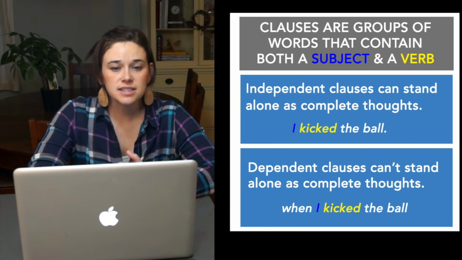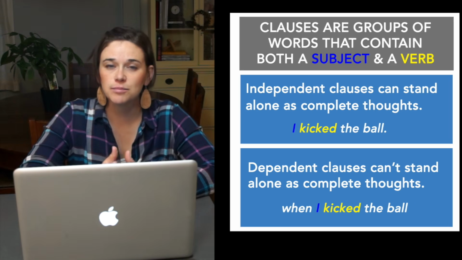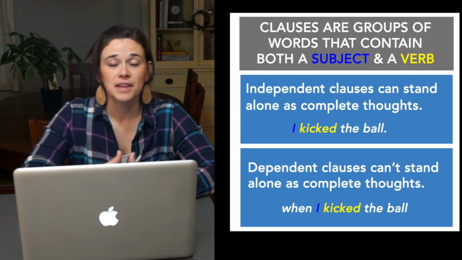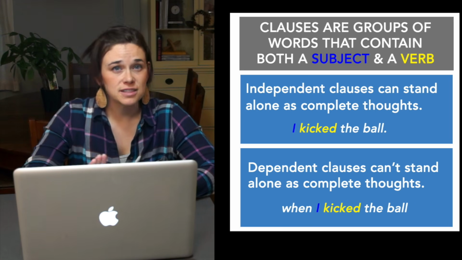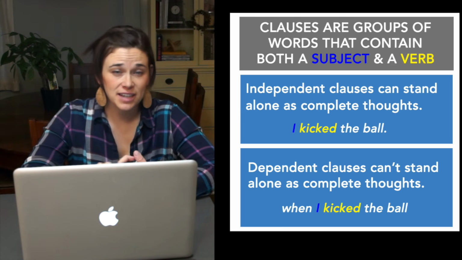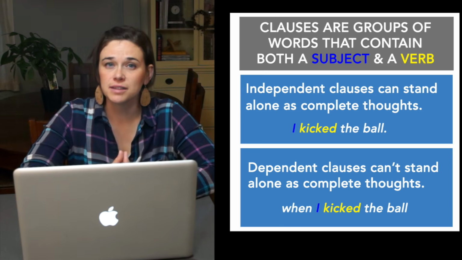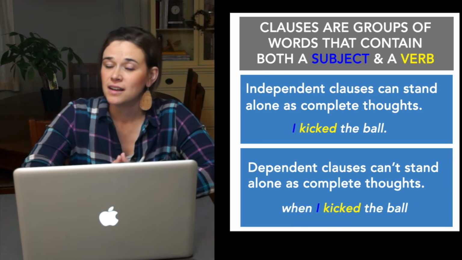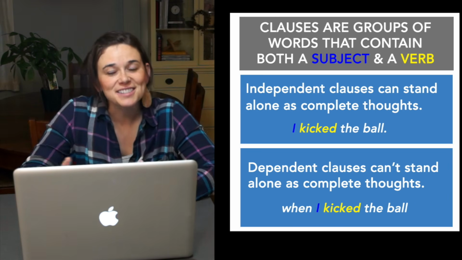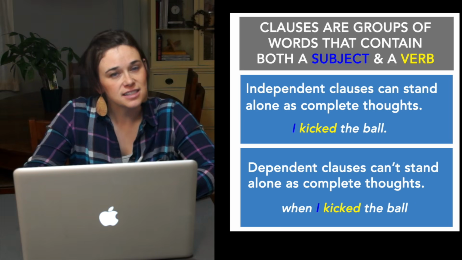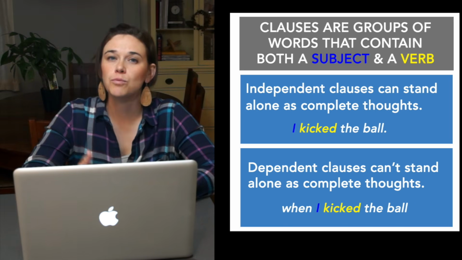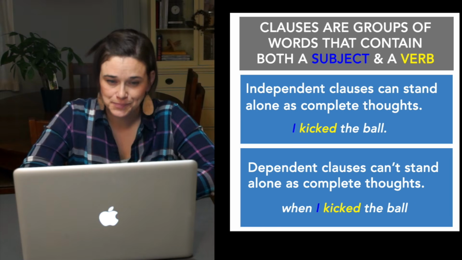And if you look at those examples, we have "I kicked the ball" for an independent clause. That group of words has a subject, I, it has a verb, kicked, and the whole thing can stand alone as a complete thought. I kicked the ball. So that is an independent clause. We could also call that a sentence. It is a sentence made with one independent clause.